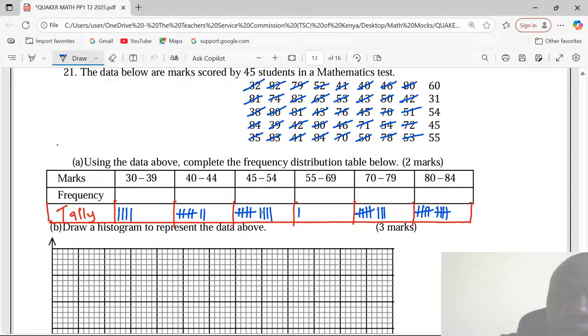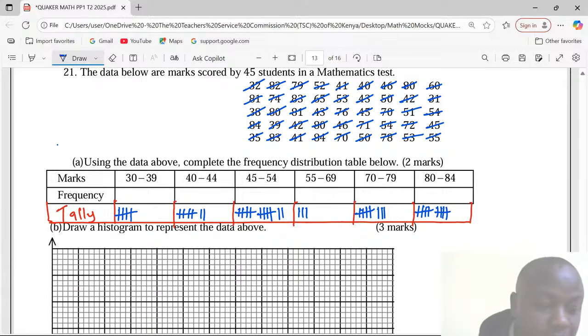53, we bind like that. 60, here. 31, we bind. 54, here. 45, same class. And 55, finally, here. So now we can tally. Thank you so much for being around.